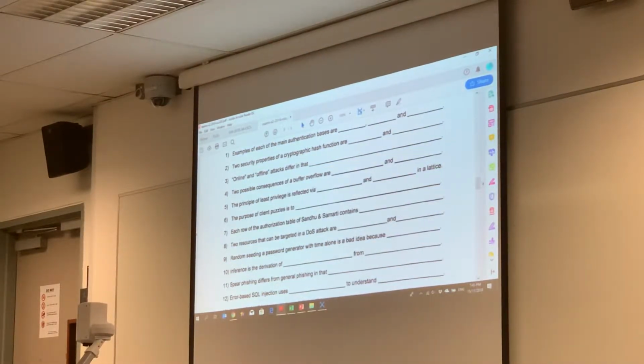Okay. Yeah, basically it's a pseudo random, so if the attacker knows roughly the time, they can use the time to regenerate the sequence of random numbers, and then they will try each of these numbers, and one of them may be the password used.